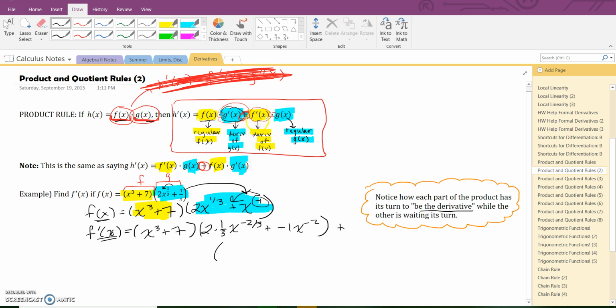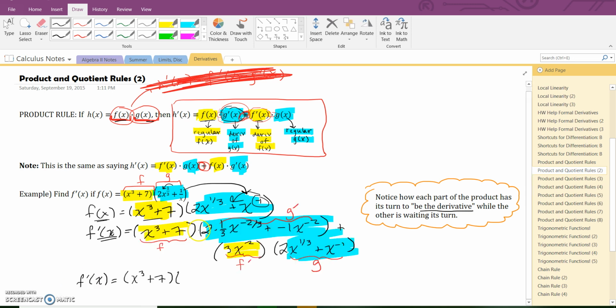Now I have to do the derivative of the first, so it's now this guy's turn to be a derivative. 3x squared, derivative of 7, 0. And then I'm not going to touch this. X to the negative 1. Just color-coded everything so you can keep f and g apart. What you always want to do is clean things up.